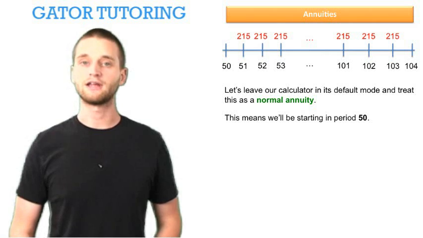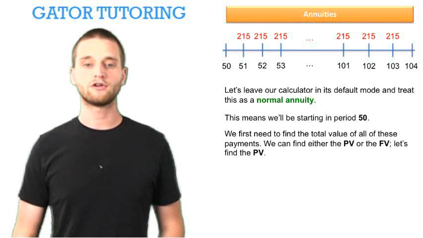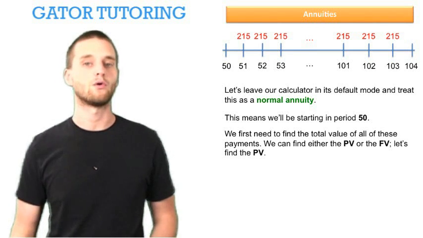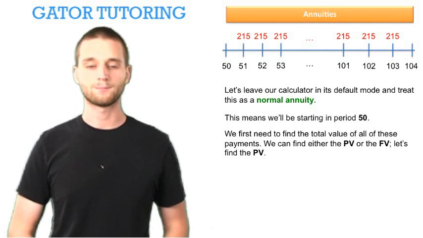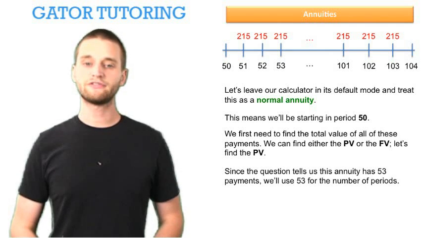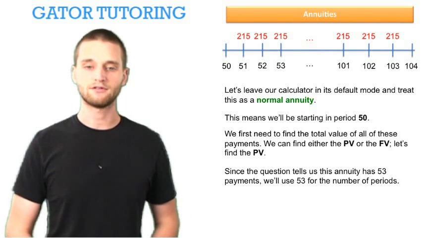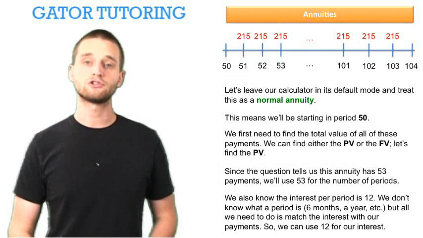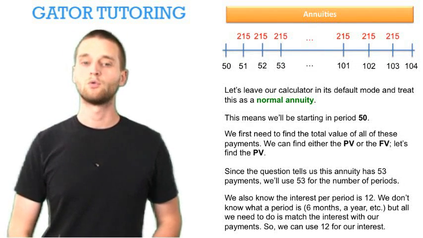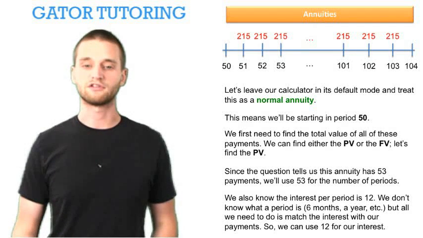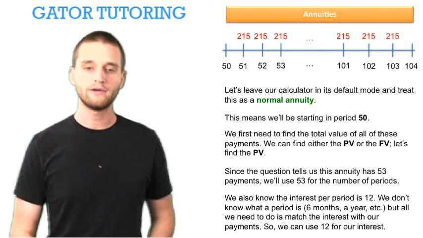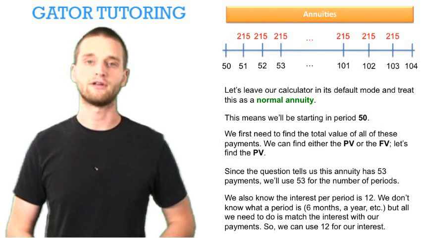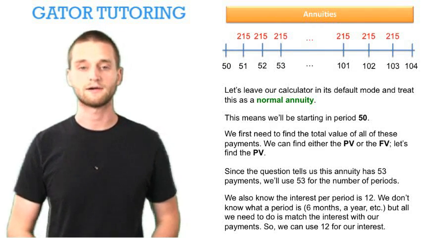This means we'll be starting in period 50. We first need to find the total value of all of these payments. We can find either the present value or the future value. Let's find the present value. Since the question tells us that this annuity has 53 payments, we'll use 53 for the number of periods. We also know that the interest per period is 12%. We don't know what a period is, whether it's 6 months or a year, but all we need to do is match the interest with our payments. So we can use 12% for our interest in our financial calculator.